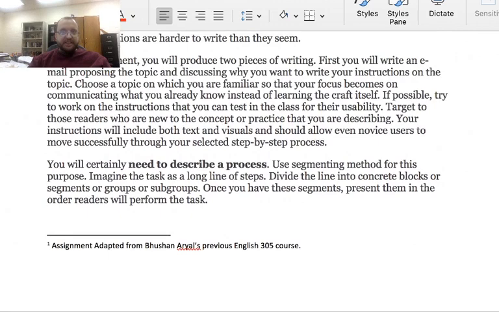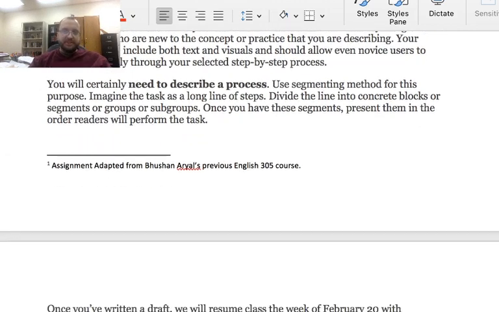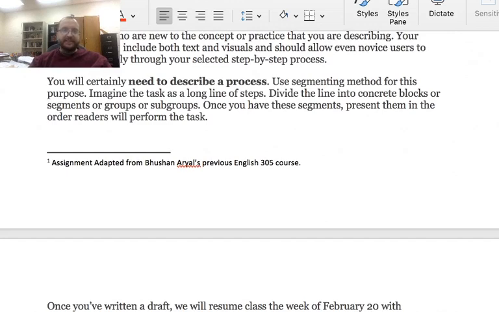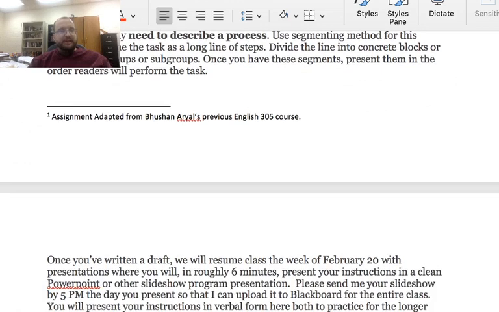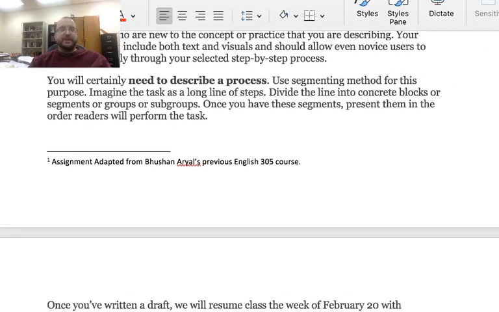So the next stage, again, it depends on the class. I'm filming this video for multiple purposes, depending on future classes. But you're going to need to describe a process. So think about whatever you're doing as a long sequence of steps. So divide the line into concrete blocks or segments or groups or subgroups. So maybe you have like 6 different steps, but maybe in one step you might have 2 sub-steps. That's basically what that means.